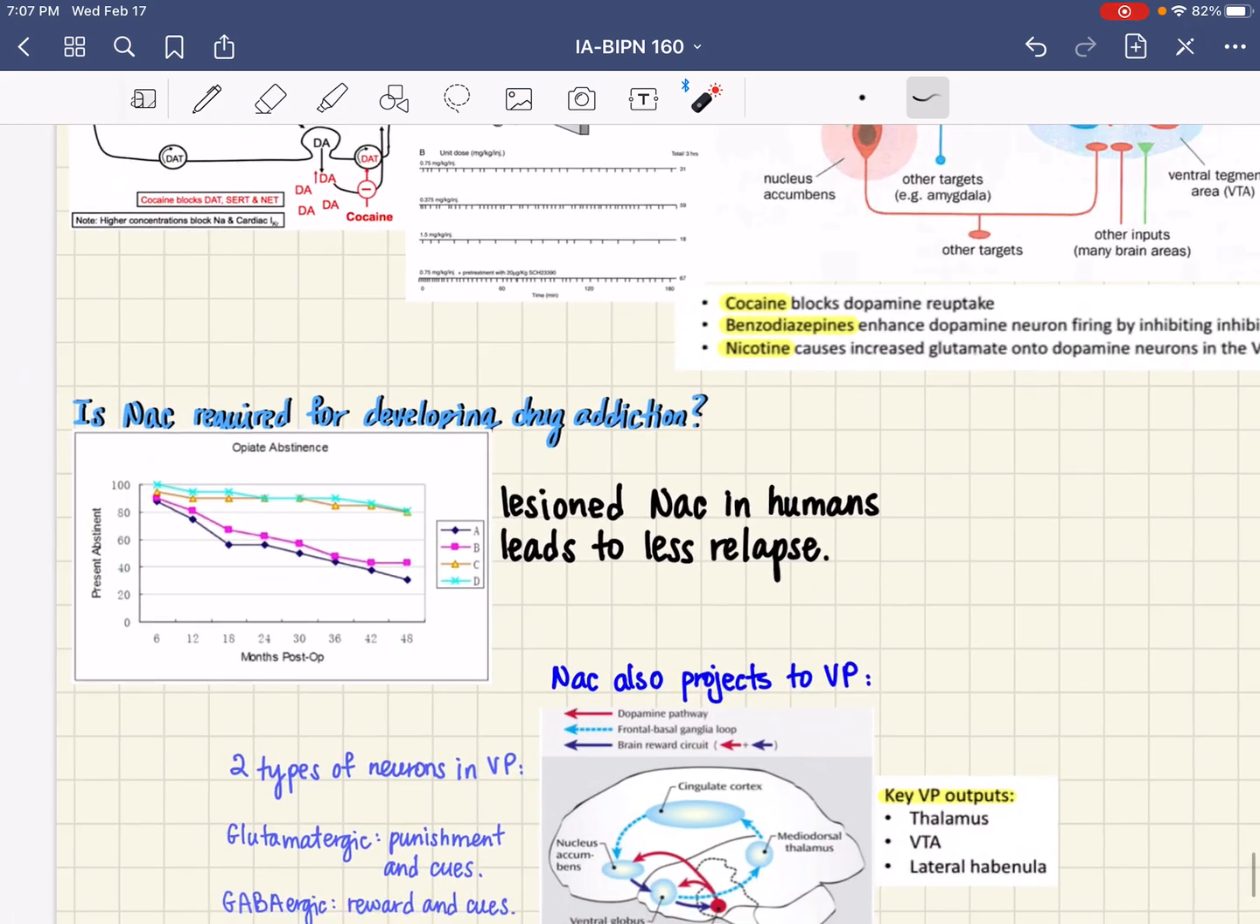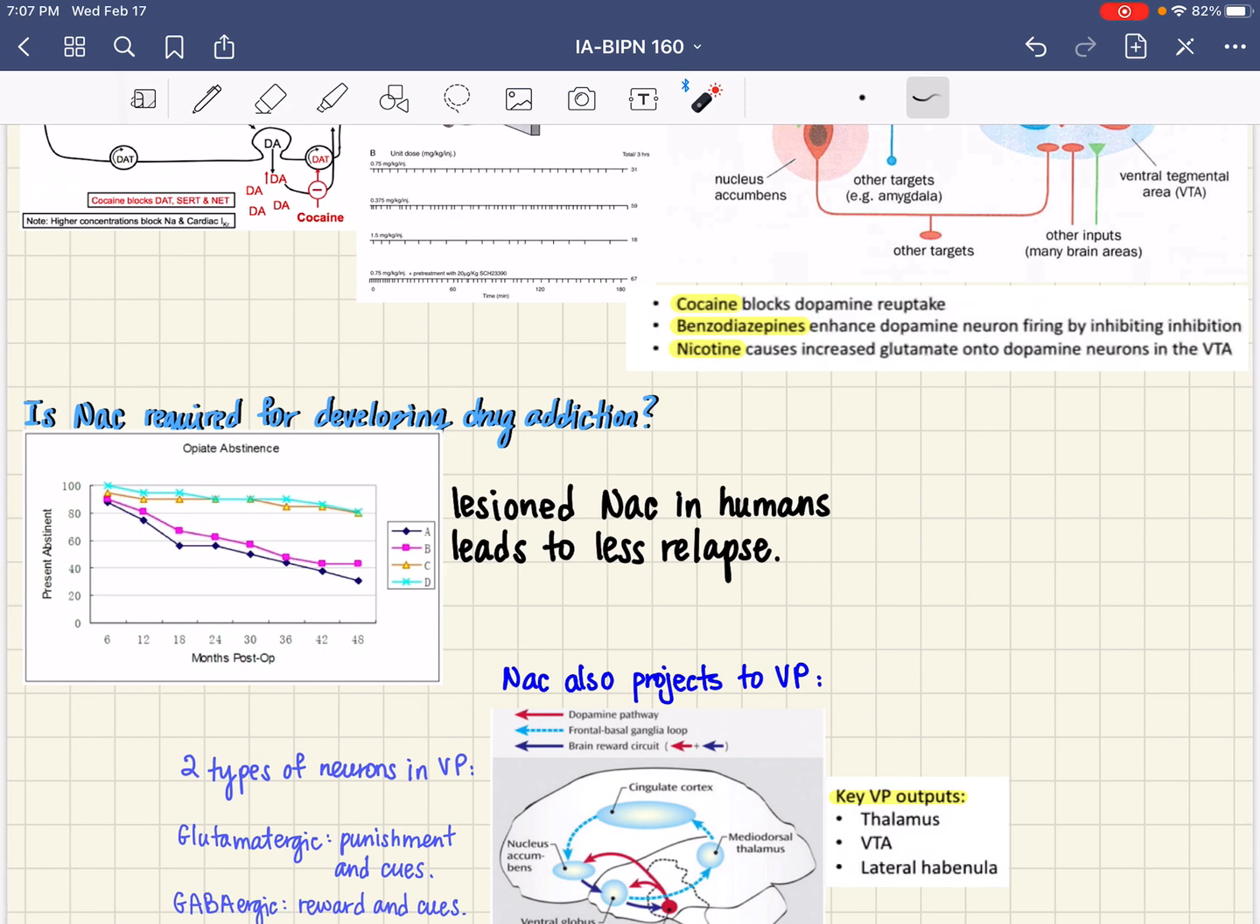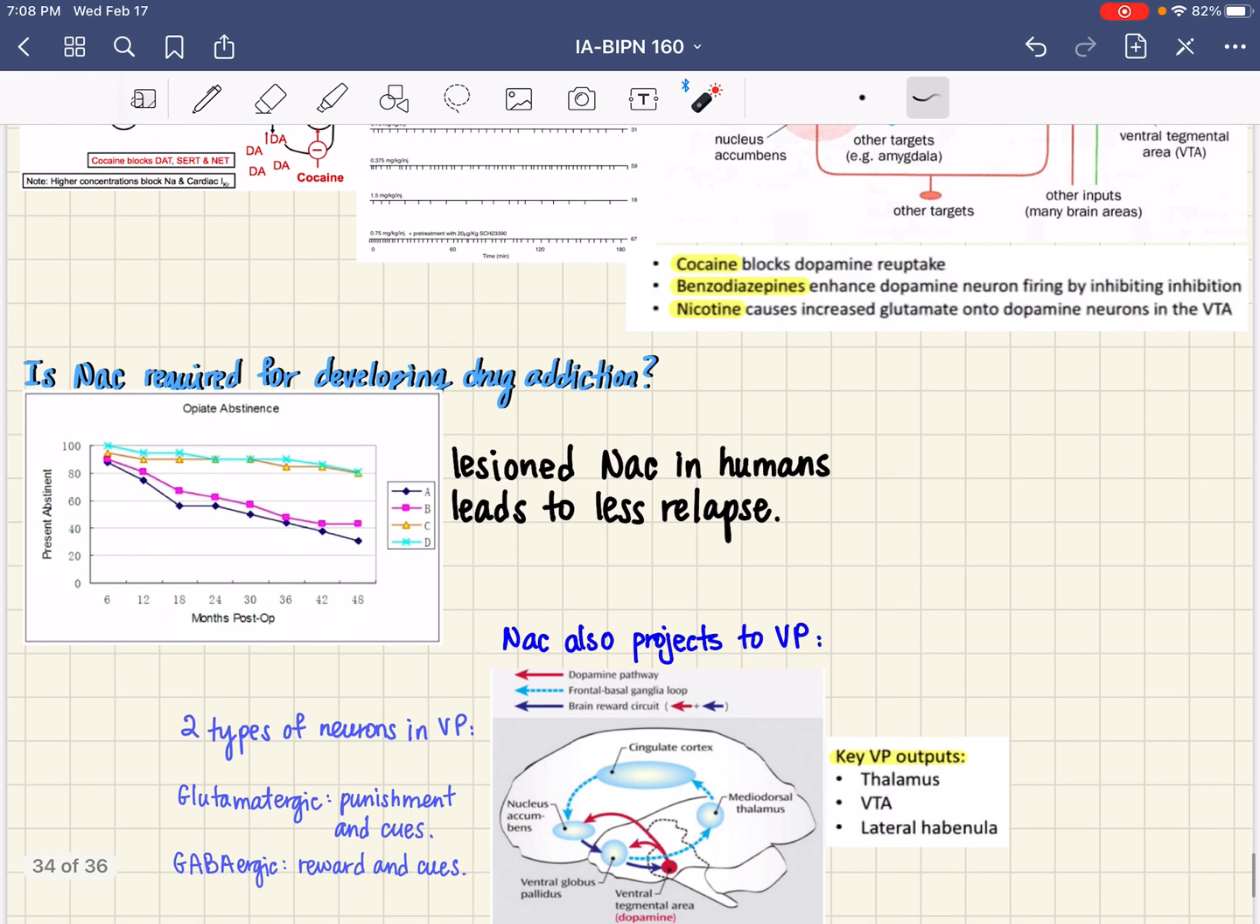Okay. Then we talked about the study done on humans, where the scientists wanted to see if getting rid of the nucleus accumbens will actually help people who were addicted to drugs. Another question you can ask here is: is the nucleus accumbens required for developing drug addiction? And again, if you're trying to find out if an area of the brain is required for a certain function, then you want to lesion or inhibit that area of the brain. And if the function is reduced or there's a decline in that function, then you know that that area was required.